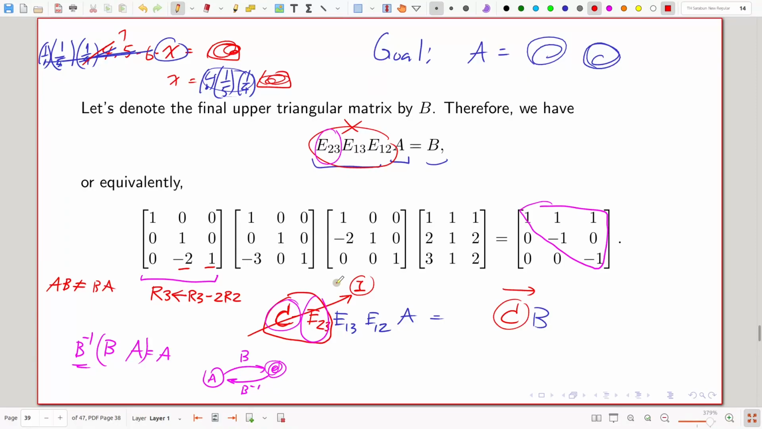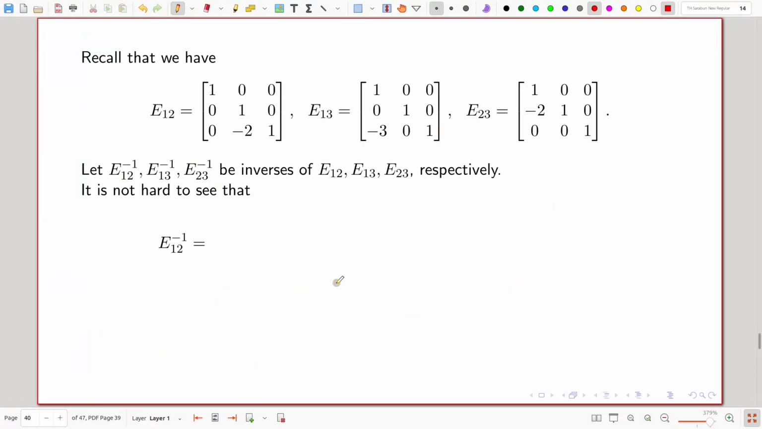This matrix doesn't do anything much. It basically subtracts the third row with 2 times the second row. So its inverse would be basically add the third row with 2 times the second row. Okay, so that's the inverse. So it's easy. So okay, these are the elementary matrices that we have, right?